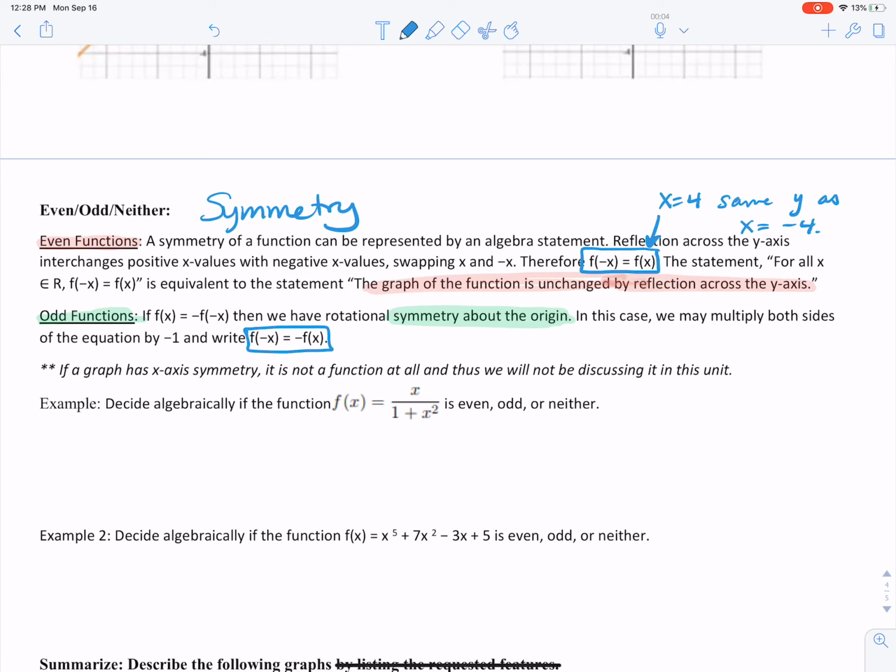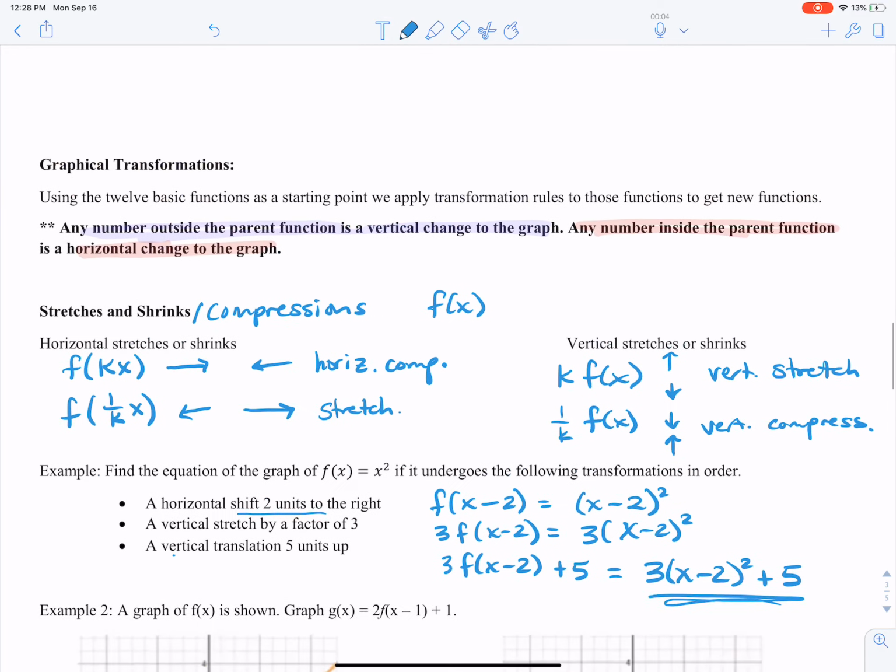So if we had x equals 1 and y equals 1, both coordinates change signs, because both the x is different and the y is different. So let me show you what I mean coming up here.